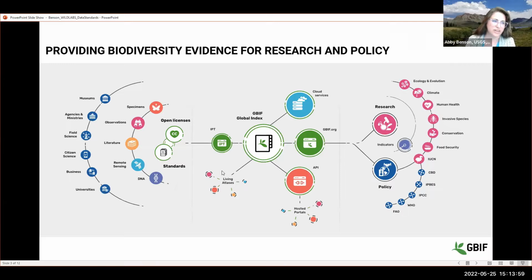What really makes it so that we can integrate it together and have a shared resource are open licenses and standards. Using standards means that we can integrate these data sets from all these different places, using all these different ways of collecting data, into a shared index like the Global Biodiversity Information Facility Global Index. Once they're integrated, we can share it out through cloud services, through gbif.org, and also through APIs, making it available in multiple ways for research and for policy. So there are lots of different analyses and research going on using these data and creating indicators, as well as policy bodies really needing this information.